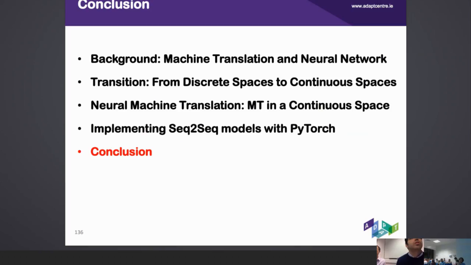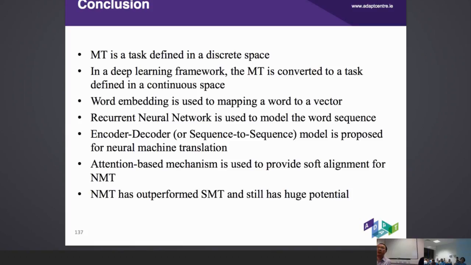So now Qun is going to conclude the presentation with his explanations. Okay, thanks, Peyman, for giving the introduction of the implementation.